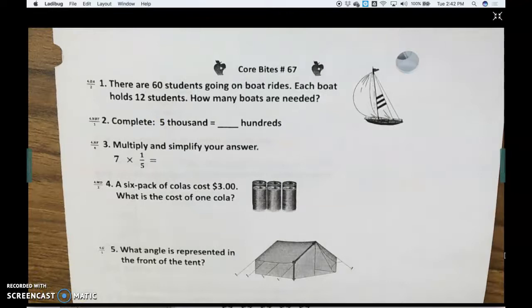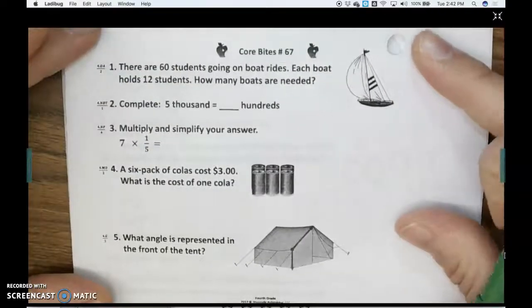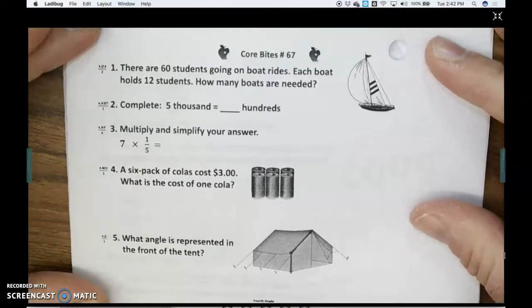All right, guys, here is your core bites number 67. There are 60 students going on boat rides. Each boat holds 12 students. How many boats are needed?